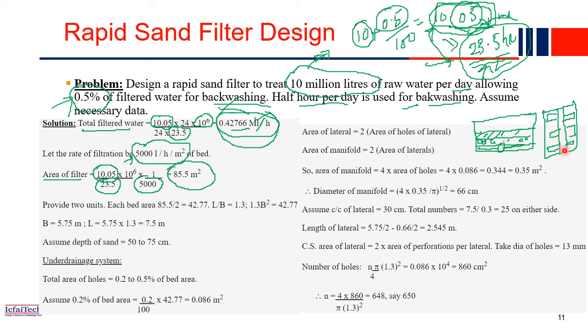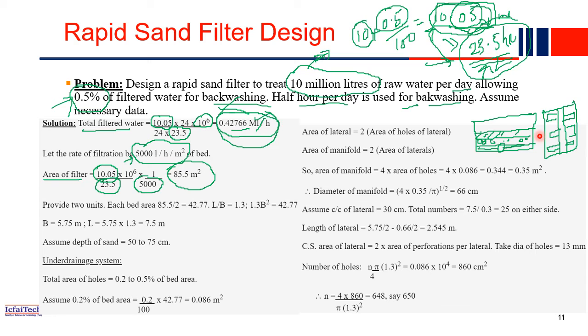Now we have to design this underdrain also, right? These laterals you have to design, as well as this manifold, that is the main pipe, you also have to design. So now let's design the underdrainage system. Total area of holes means what? These holes are present in each of these lateral pipes, right? The lateral pipe consists of these holes we have seen.